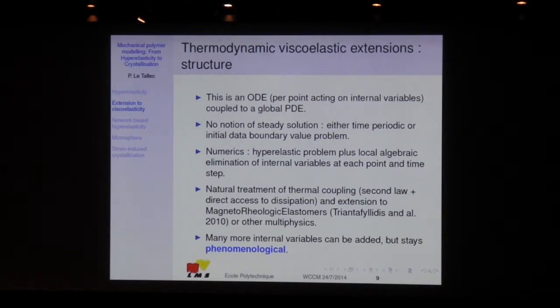The slight difficulty is that time enters the picture, so the notion of steady solution does not exist anymore. You either have, in polymeric structure, time periodic structures, when you have a rotating body, or you have initial value, boundary value data, like for example in biology, when you perform a surgery on an eye and you want to know the evolution of the shape of the eye during this evolution. Okay, so you have to live with that, that is to identify proper time conditions for the proper problem.